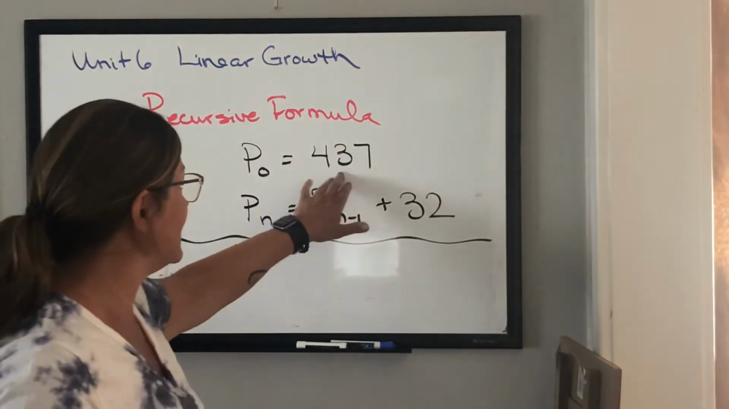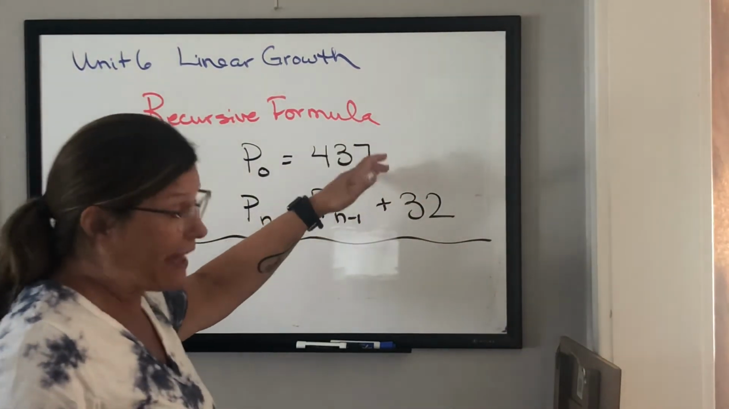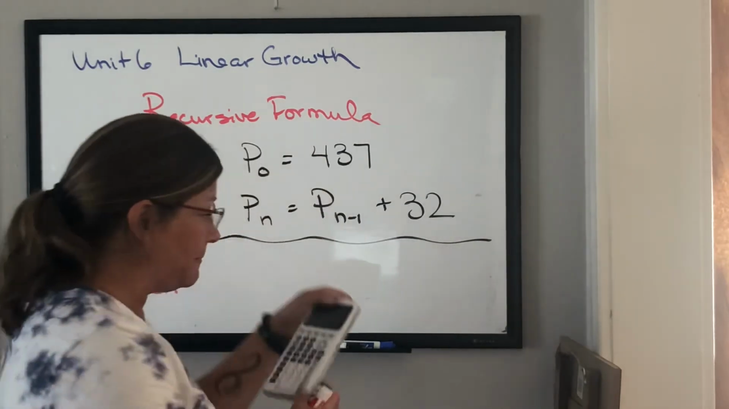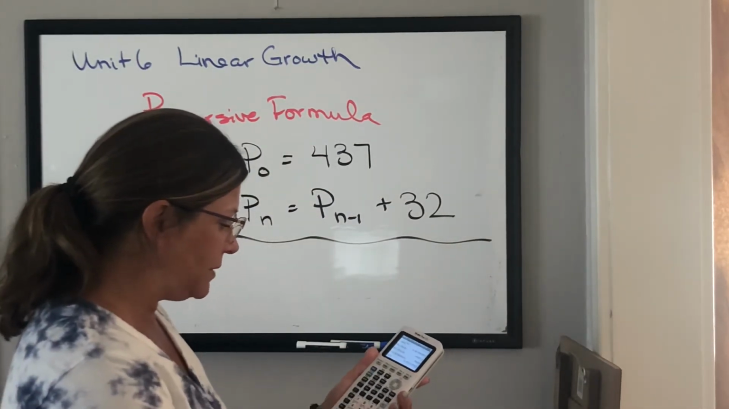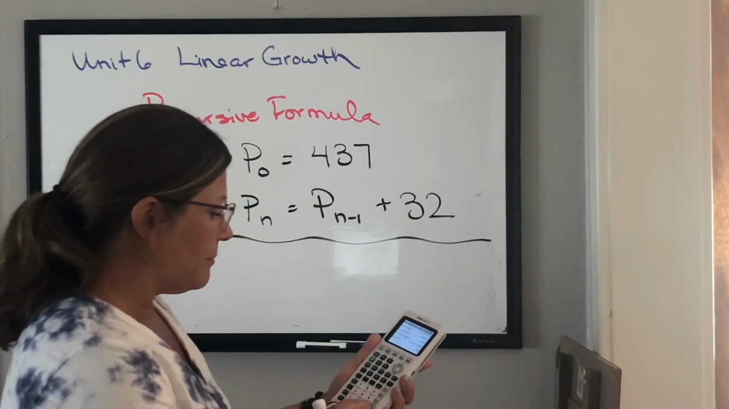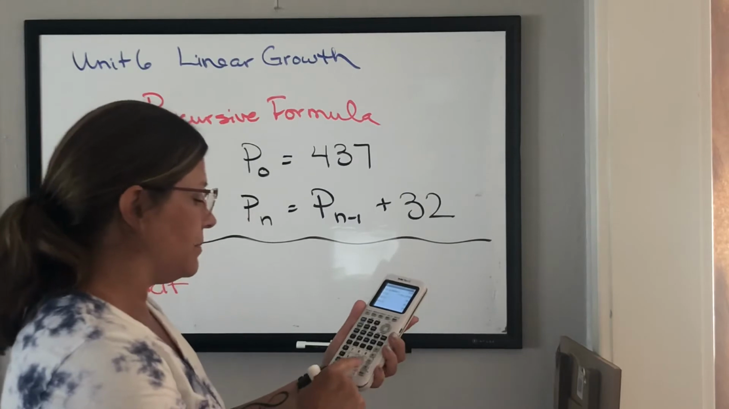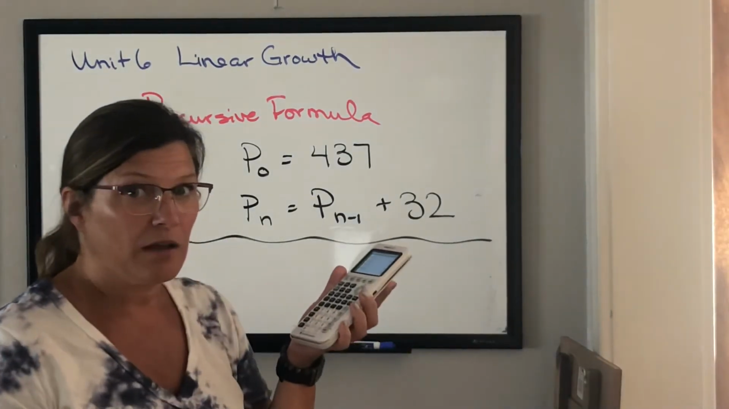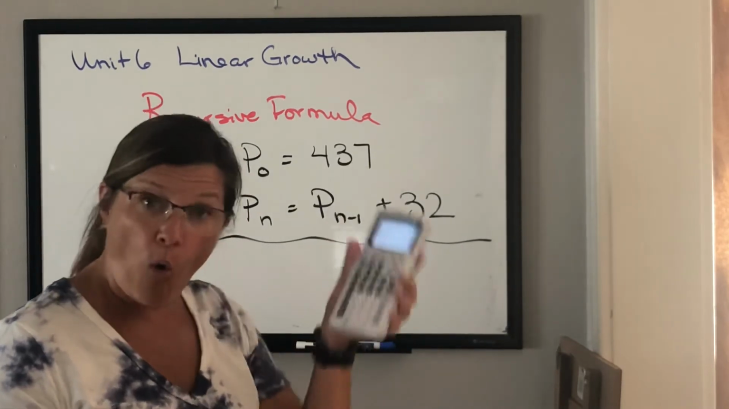I don't want to take the calculator and add that together and then add another 32. I don't want to go 437 plus 32, plus 32, enter, plus 32, enter. I don't want to do that 10 times. And what if they wanted the 20th year? Oh, that would be horrid.